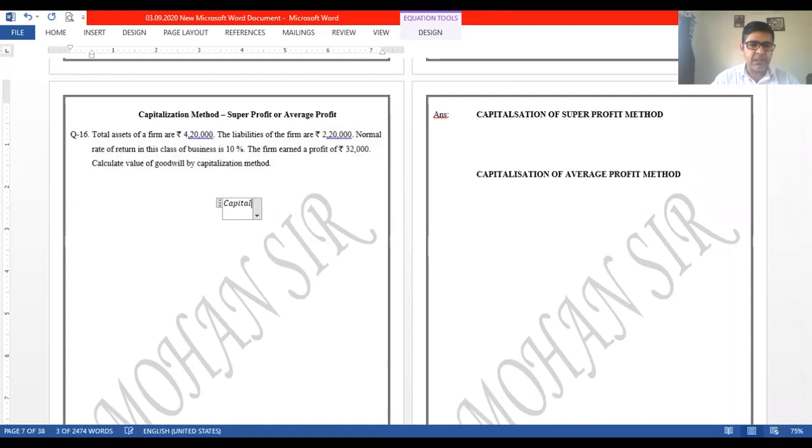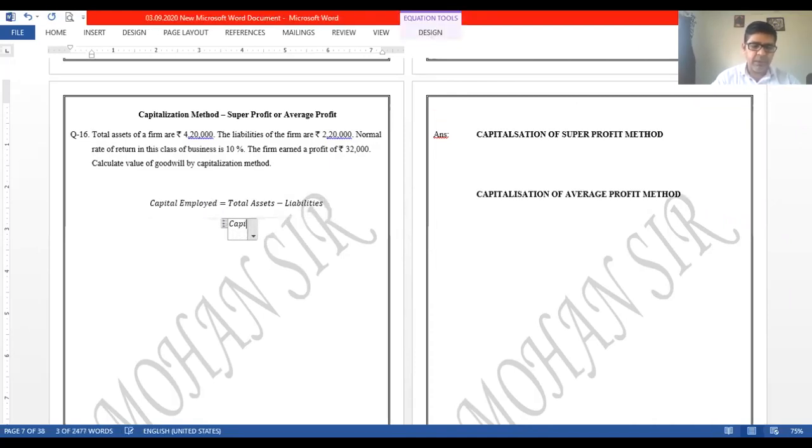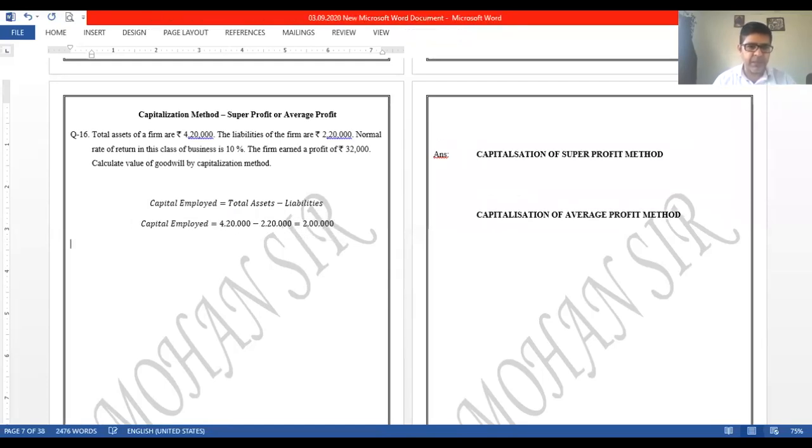We all know that capital employed is required. Capital employed is the assets minus liabilities, right? So let us have it over there. Capital employed, this is the basic working I need to have, right? The assets can be seen as rupees 4,20,000 minus liabilities as 2,20,000. So the difference is rupees 2 lakh. Okay, so that is capital employed.